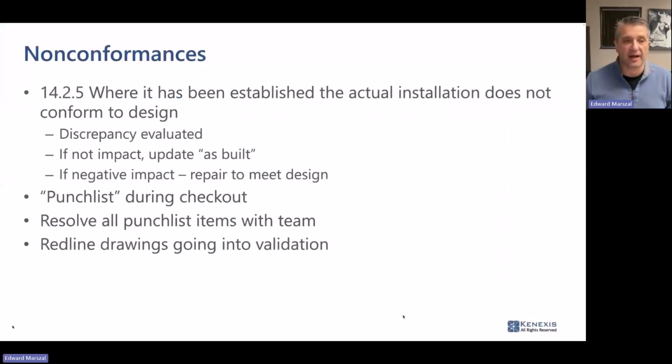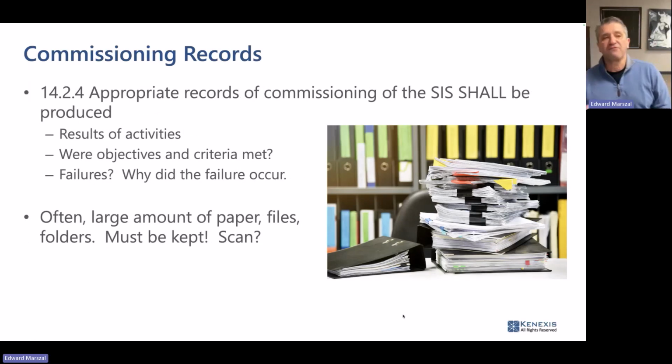The next clause, I'm going to go backwards. So this was 14.2.5 that talks about dealing with nonconformances. 14.2.4 talks about appropriate records of commissioning of the SIS shall be produced. So commissioning records need to be created. I need documentation, and I'm going to use that term loosely. I need documentation that every loop was commissioned. That documentation needs to include the results. What did I check? What values did I see? Were the objectives in my criteria met? Were there failures? And if there were failures, why did the failure occur? What was done to resolve it?